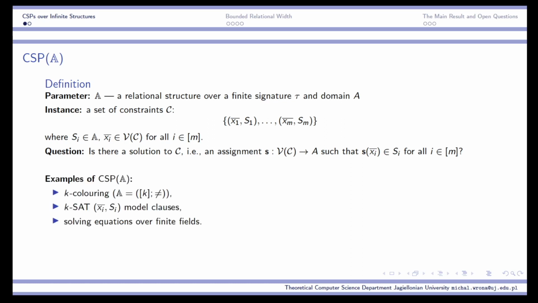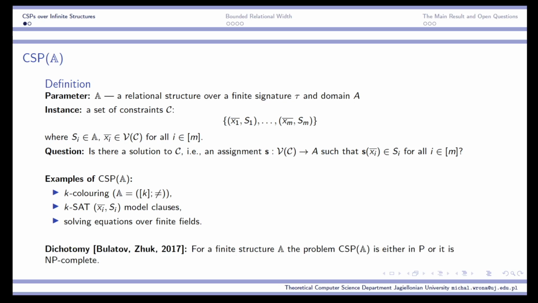There are many natural computational problems that can be expressed by choosing the appropriate structure A. So k-coloring is the CSP for the structure K with k integers and inequality. We can easily model k-SAT by using appropriate constraints to model clauses, and we can also express solving equations over finite fields.